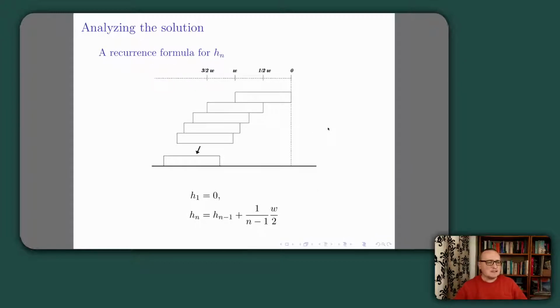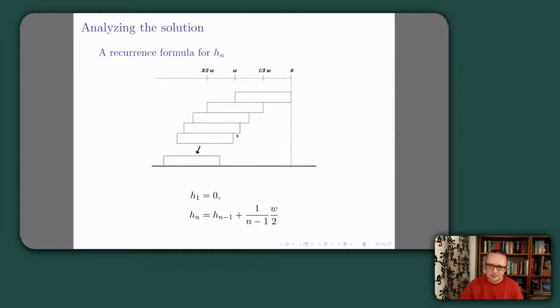So what is this quantity Hn? Well, we can define a recurrence relation for it. The overhang you can achieve with just a single block is of course 0. If I just have a single block, I just set it on the ground like that and there's no overhang at all. It's just a block sitting on the ground. So the initial value, H1, is 0.